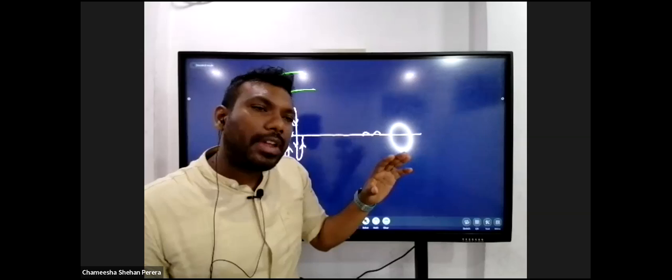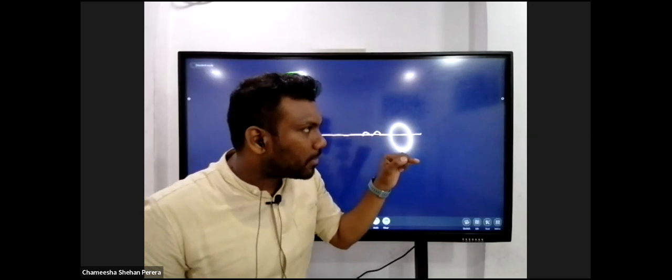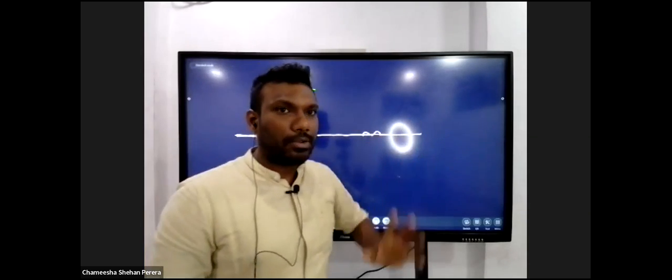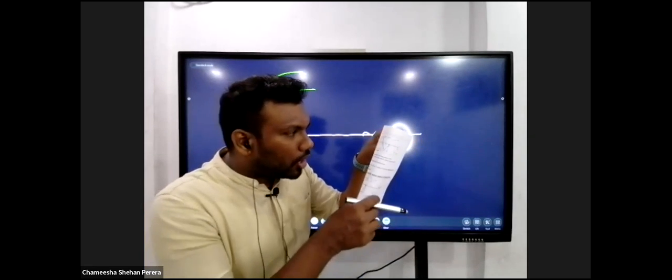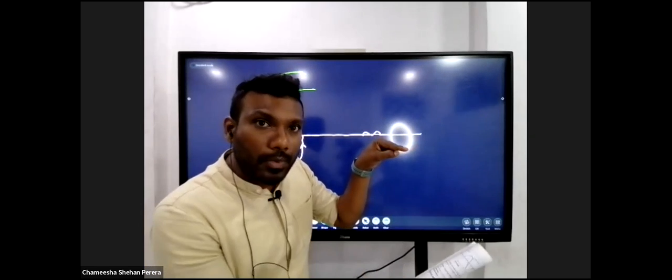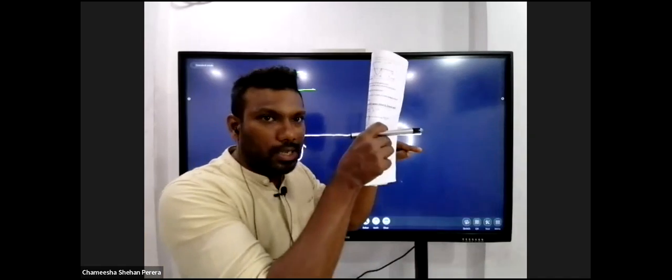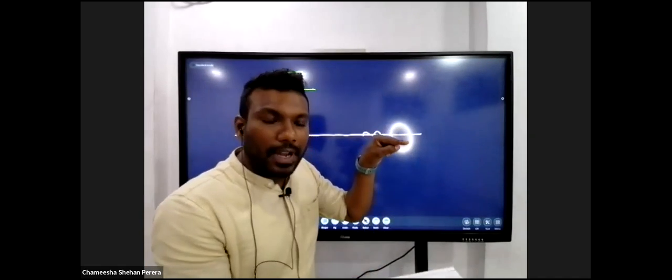In a transverse wave, the amplitude is the distance from the zero displacement position to the crest. That's amplitude. Very true. Or from the zero displacement point to the trough, that is the maximum downward displacement position. Zero displacement position to the crest, that is amplitude. From the zero displacement point to the trough, that is amplitude.